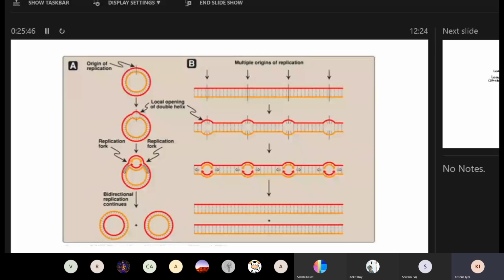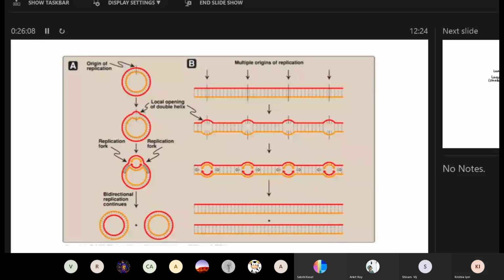Okay. Now similarly, related to this is the linear DNA. Again, multiple origins of replication, each then progressing in either direction to finally give you the two strands, where this is one parent, this is one parent, this is the newly synthesized, and this is the newly synthesized.